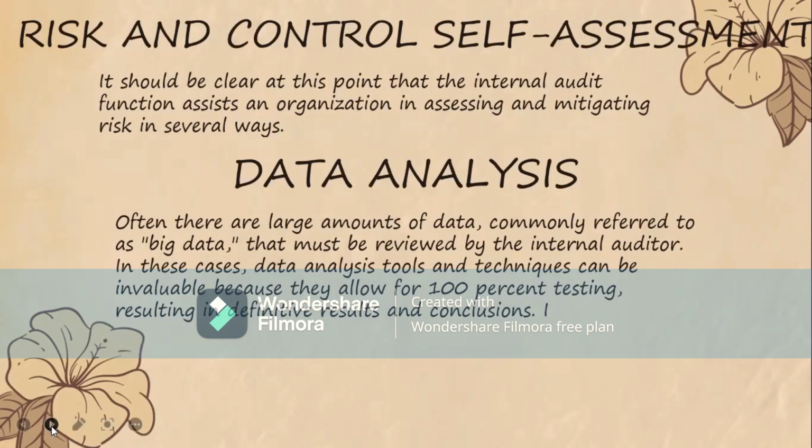So, risk control and self-assessment. It should be clear at this point that the internal audit function assists an organization in assessing and mitigating risks in several ways. Technology really helps us with this because information can already be given by technology, and it is from our standpoint that we give a judgment, so that it is easy for us to mitigate the risk.